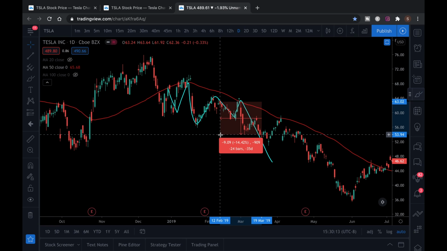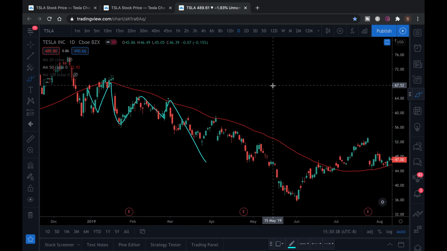There are certain things to keep in mind, but for the most part, options trading is a lot easier than people try to make it out to be. So that's one trade where we pretty much doubled our money through put options.